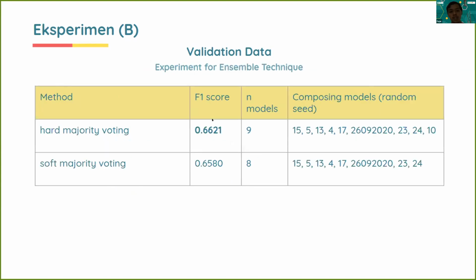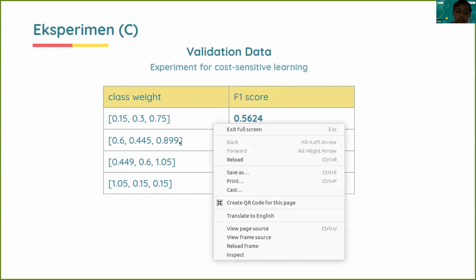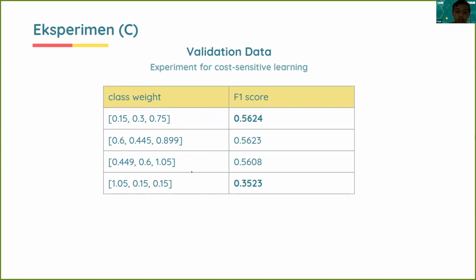And for the validation data in this experiment, the technique shows that hard majority voting is still better than soft majority voting, as in subtask B. And experiment C is the experiment for subtask C. We see that the class weight and consecutive learning incredibly improve the performance. These are the top three for the top model, and the last one is the worst performance. And we can see that it's improving a lot here.